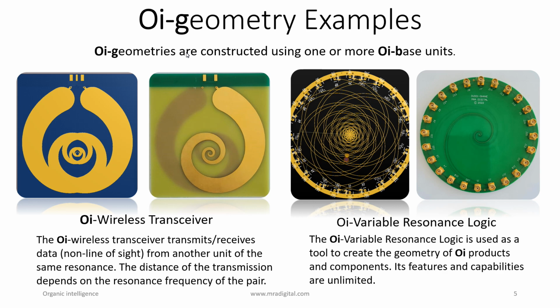Here are some examples of OI geometries. These are more complex. The first one that you see is a wireless transceiver. Even though it looks like 2, it's actually 1, but it's made in a different way, such that it can receive energy that's being sent out at a certain resonance. But not only does it receive, it can actually perform operations on the energy as well. This particular one will receive energy, and it will multiply the energy by a factor of 3.